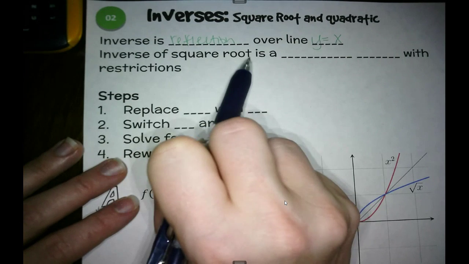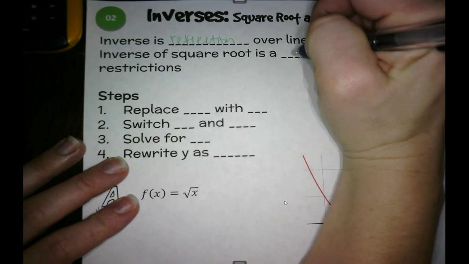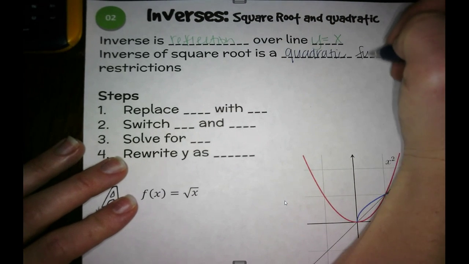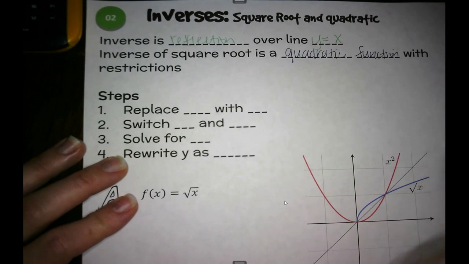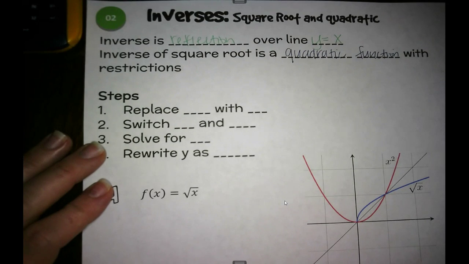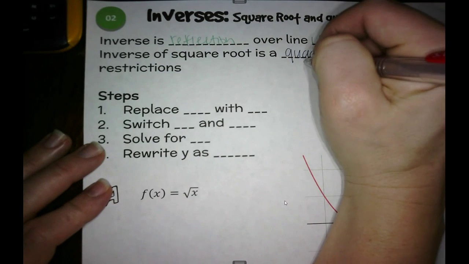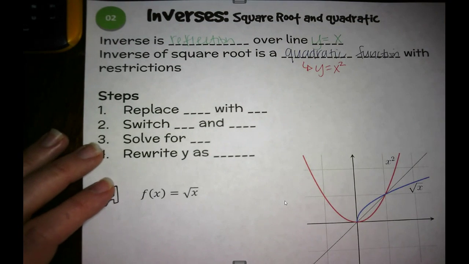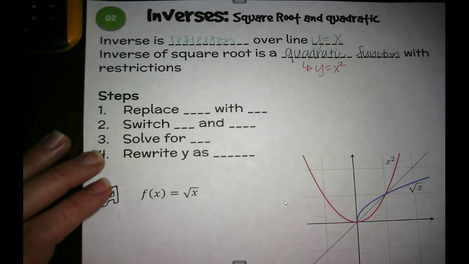The inverse of a square root function is a quadratic function with some restrictions. Remember, our quadratic is y equals x squared. That's what we mean by quadratic.